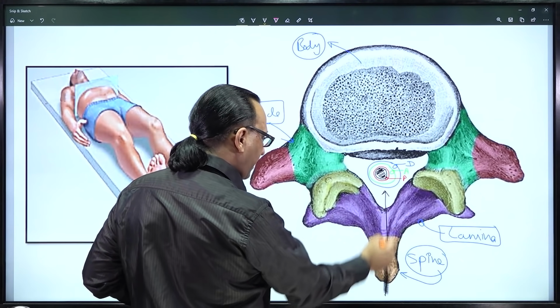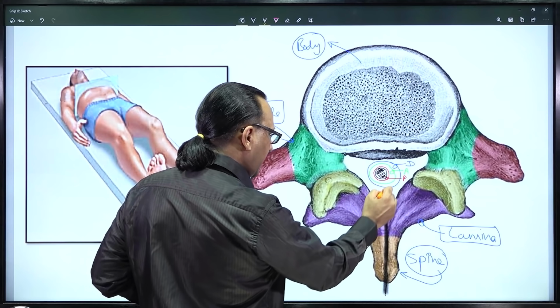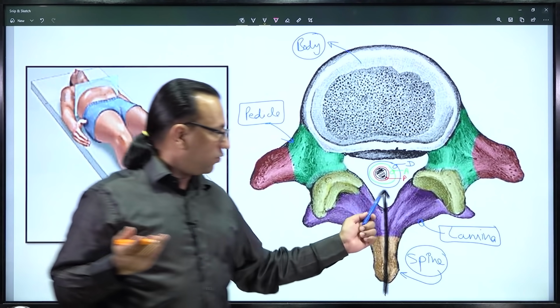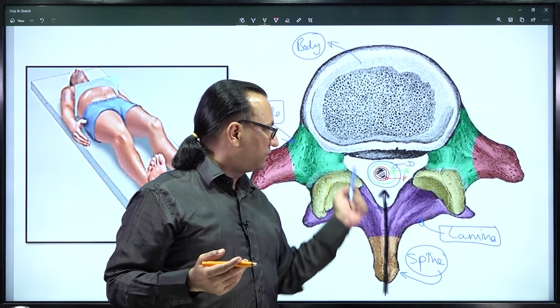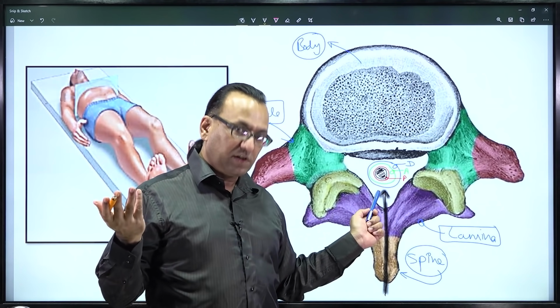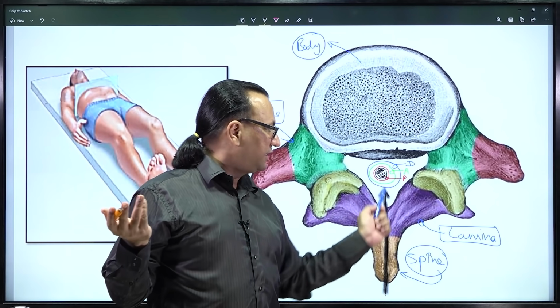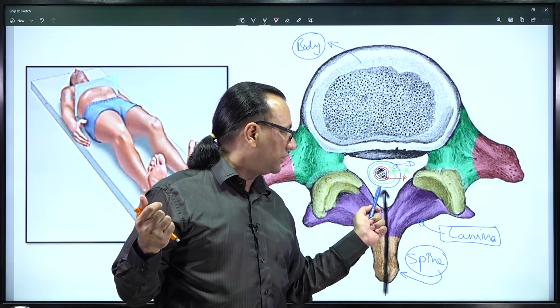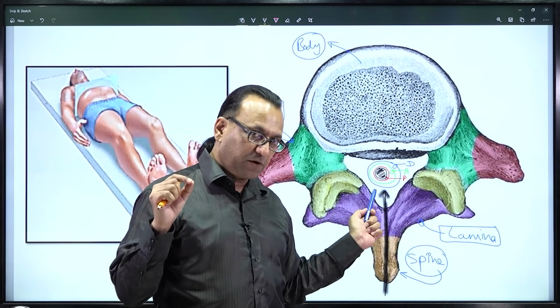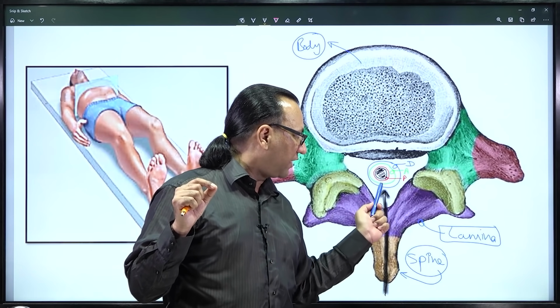Means I have to go in the vertebral canal but outside the dura mater, and that is a space which we call epidural space. We want to give epidural anesthesia or epidural analgesia. I'm not supposed to puncture any of the meninges in this process, may it be dura mater or arachnoid mater.